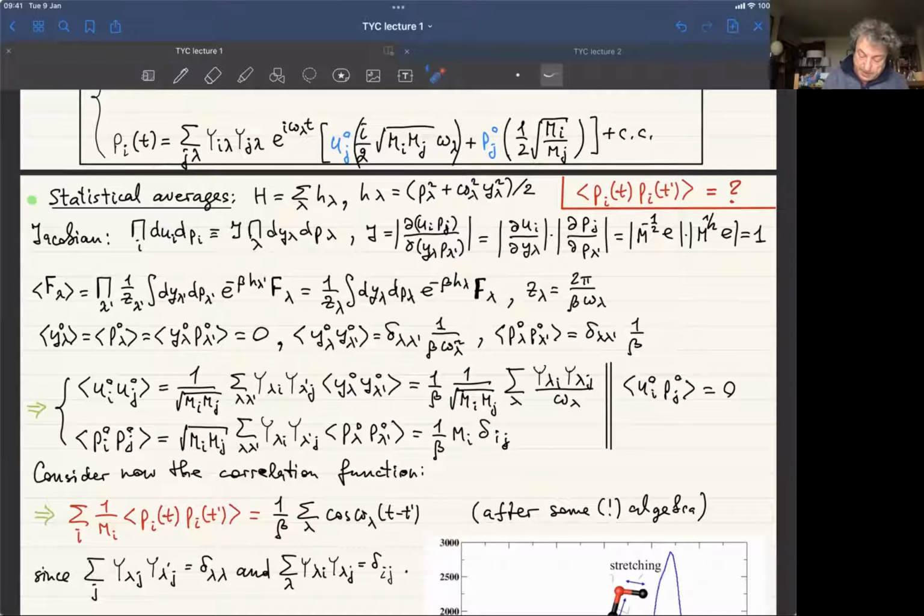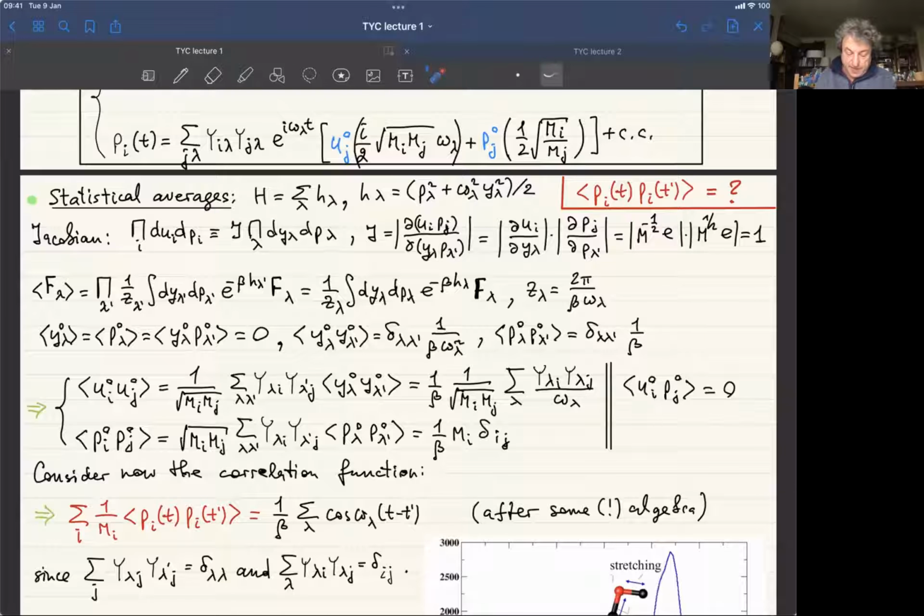However, this is not the case if you calculate the average of y lambda with y lambda prime. Of course, if lambda and lambda prime are different, the integrals still split up, and you have a product of two averages like this that will be equal to 0. But if lambda is equal to lambda prime, it's an average of y lambda squared, and that is not 0. Now, you can work out this expression explicitly. The same for the product of two momenta.